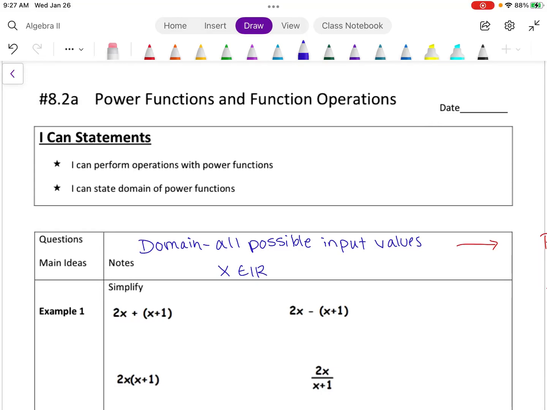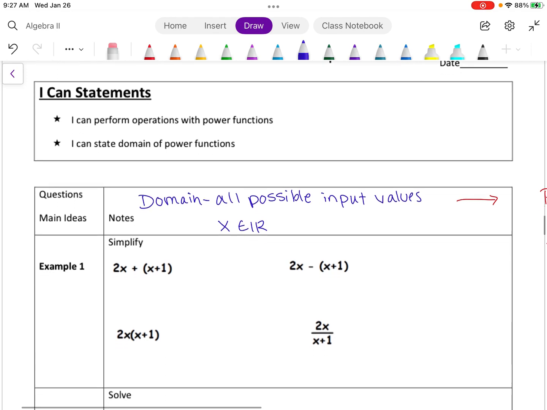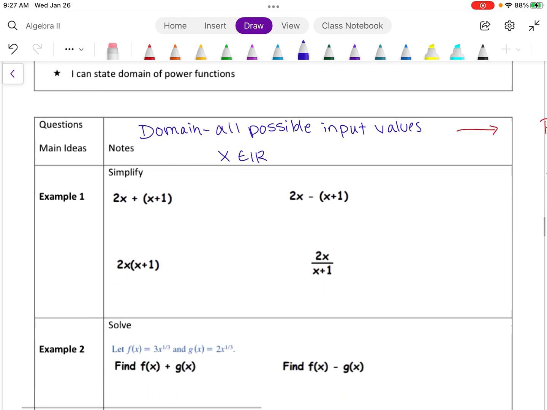8.2a is looking at power functions and function operations. So we're still going to be using our radical rules and our exponent rules to simplify expressions, but we are also going to be talking about the domain. So remember that the domain is all possible input values, right? So anything we could plug in for x.